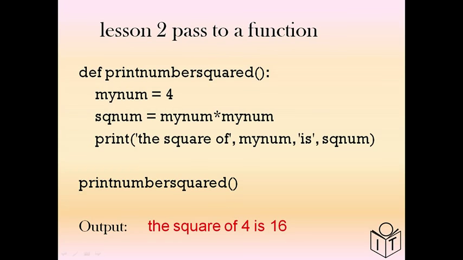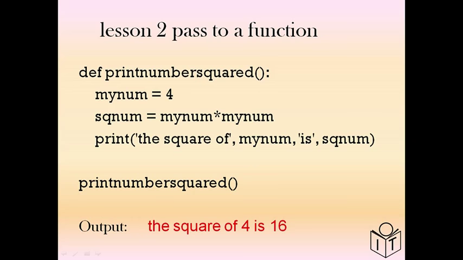Here we've got a function called printnumbersquared, the same as before. We've got a variable called mynum, which equals 4, so that's an integer. Here we've got another variable called sqnum, short for square number, which equals mynum times mynum, which is going to be 16 in this case. And then we're going to print the square of 4 is 16. So when we call that function, that's going to print the square of 4 is 16. So that's not much different from what we've seen before.